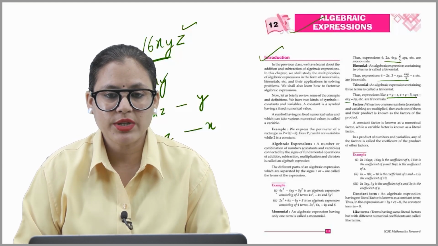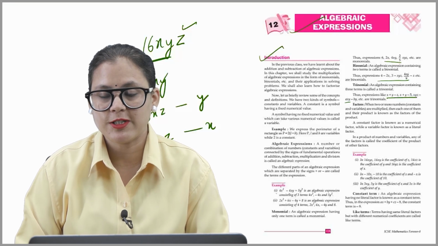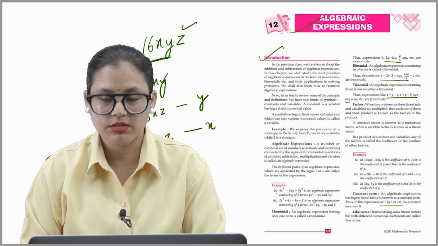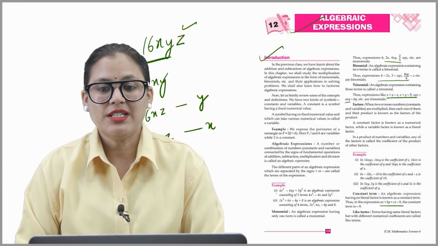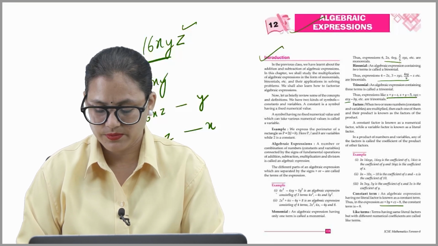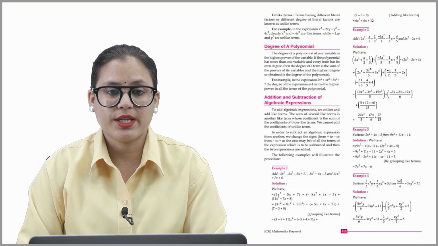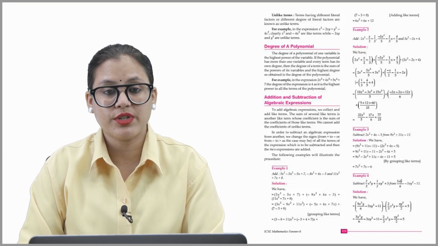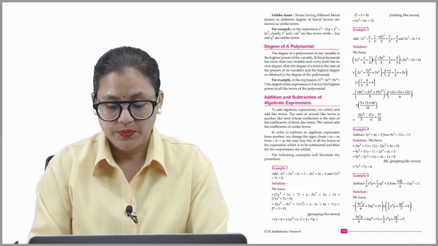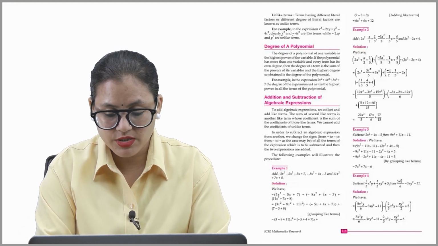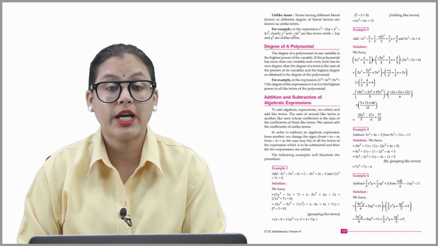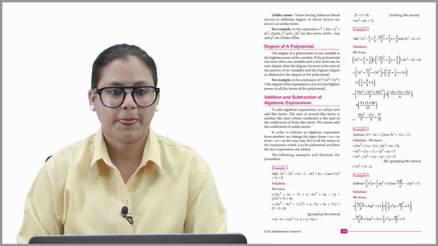Constant term. An algebraic expression having no literal factor is known as a constant term. Thus, in the expression, the constant term is what? Minus 8. Like terms. Terms having the same literal factors but with different numerical coefficients are called like terms. Unlike terms. Terms having different literal factors or different degrees of literal factors are known as unlike terms. For example, in the expression, as you can see here clearly, x² and −4x² are like terms, while −2xy and y² are unlike terms, meaning not the same.